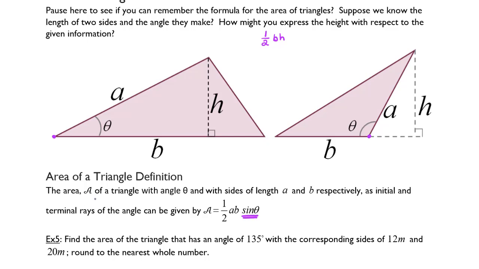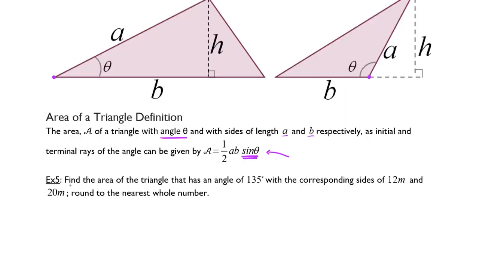The area A of a triangle with angle theta and with sides of length A and B, respectively, as initial and terminal rays of the angle can be given by A is equal to 1/2 A times B times the sine of theta. And this is really cool because you can use this for any triangle as long as you have that angle. And in fact, if you had the area, you could find the angle. We'll talk about that later on in the quarter.